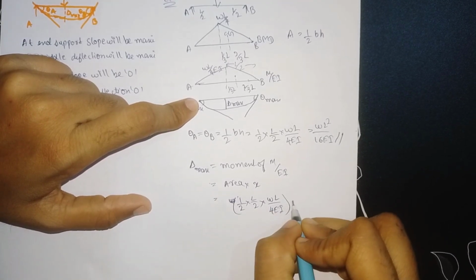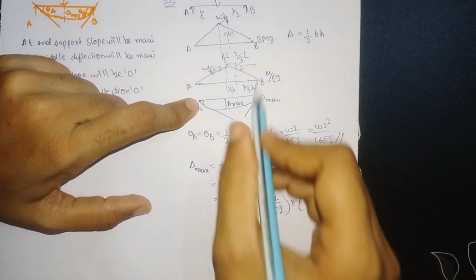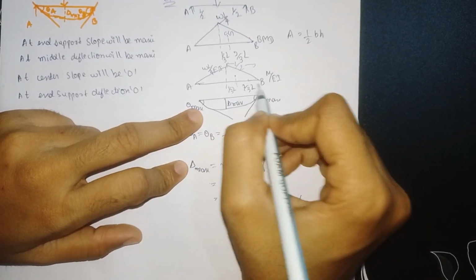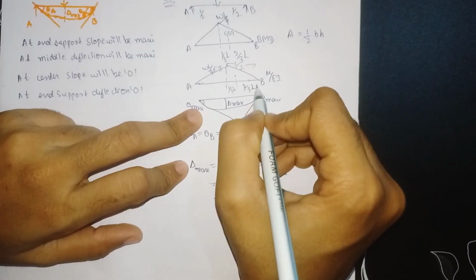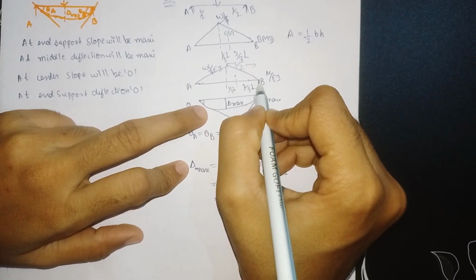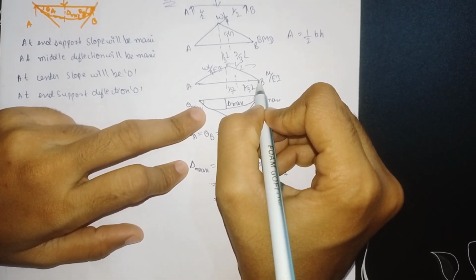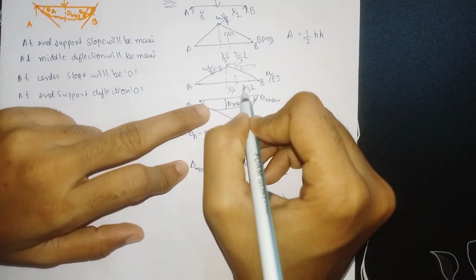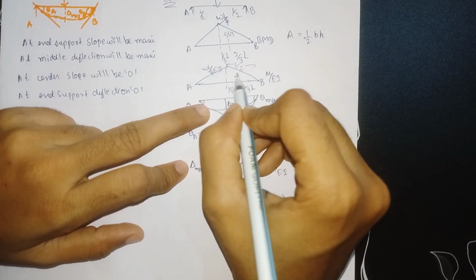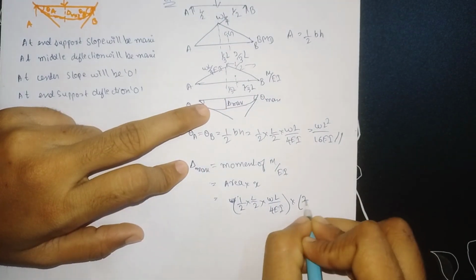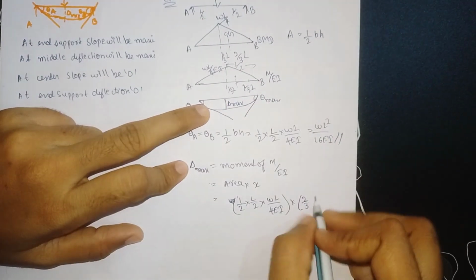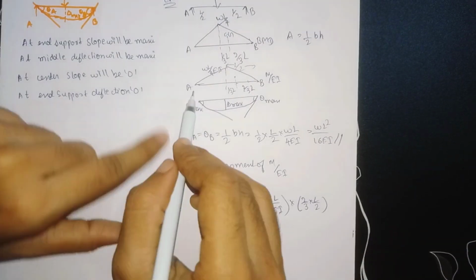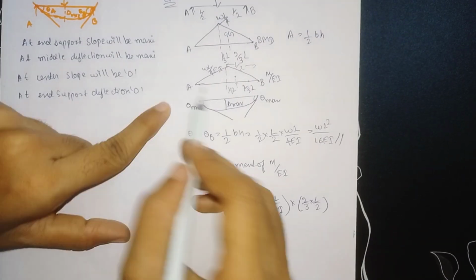Now our X distance is nothing but the CG distance of this one. As I said, we need to take the distance of CG from where the slope is maximum. At end point B our slope will be maximum, so we take the distance from here to here, which is 2 by 3 into L, where L is our L by 2. Put that in.